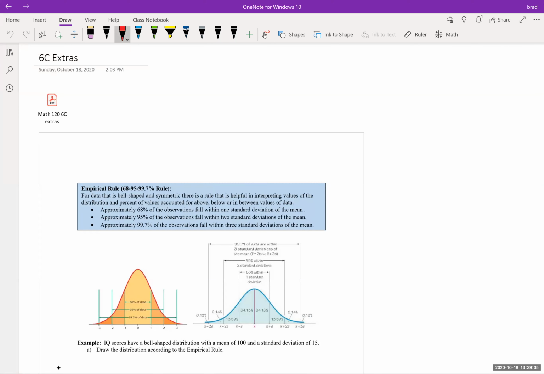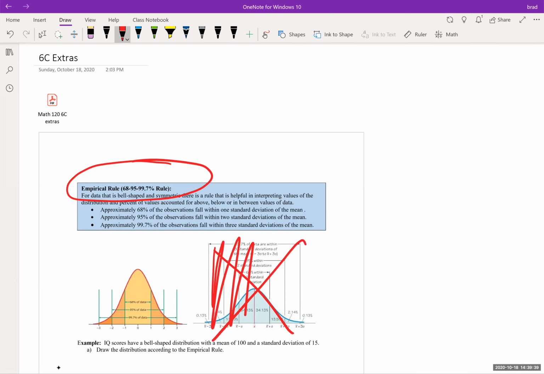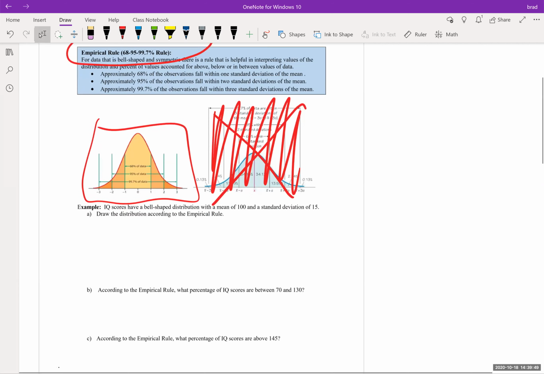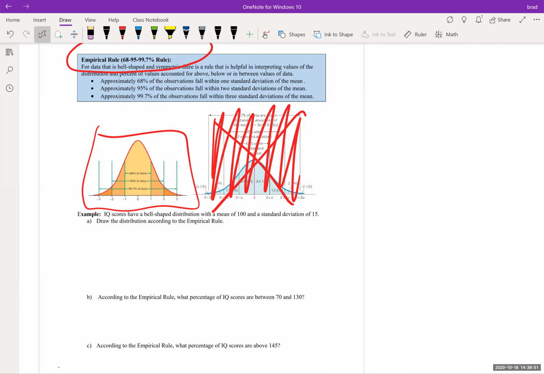Once again, here's the empirical rule. And don't worry about this one, by the way, that gives you the much more exactness. We want to focus more on the big idea of the 68, 95, and 99.7. So this problem says IQ scores have a bell-shaped distribution with a mean of 100 and a standard deviation of 15, just like before. Draw the distribution of the empirical rule.